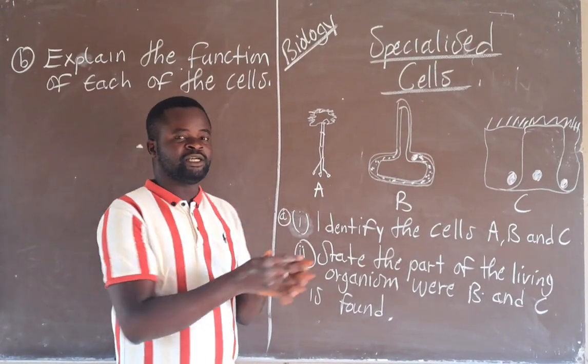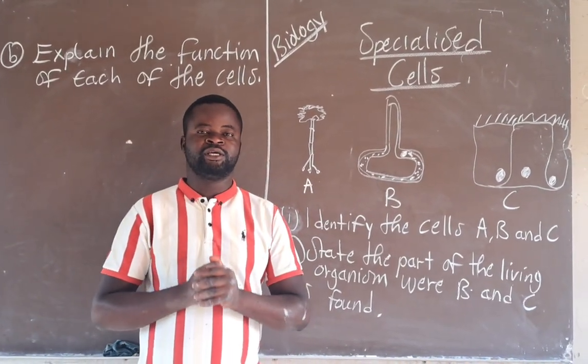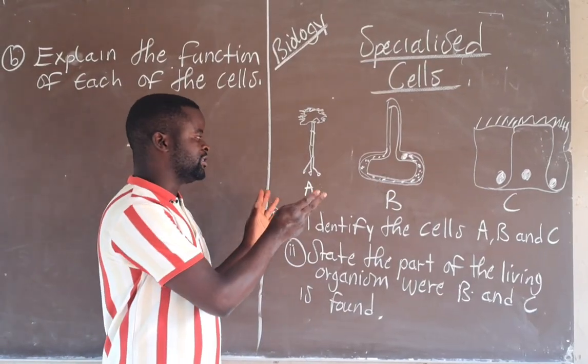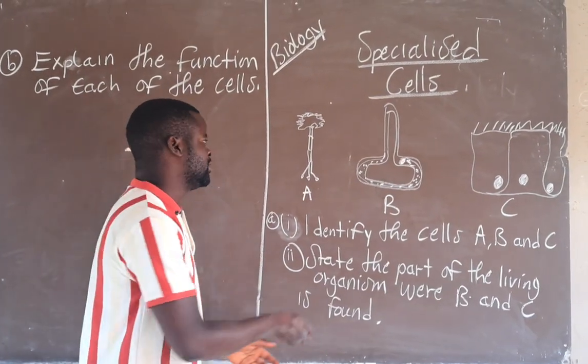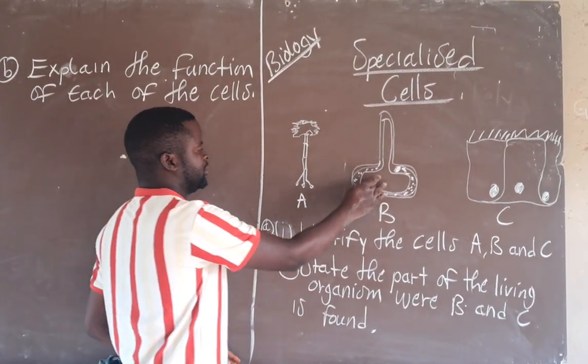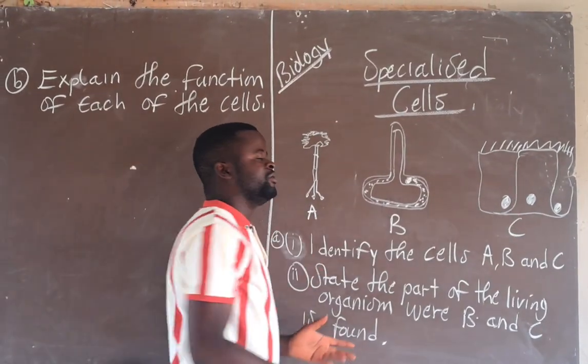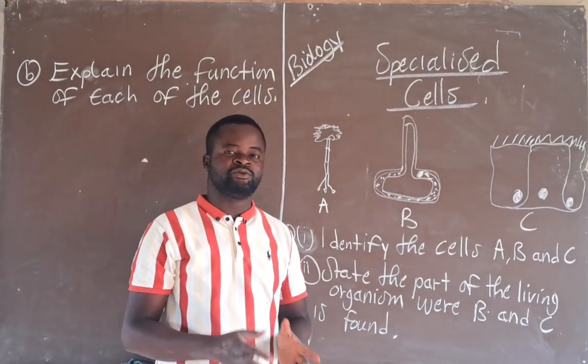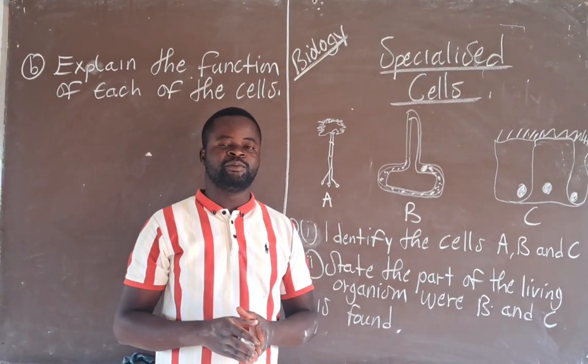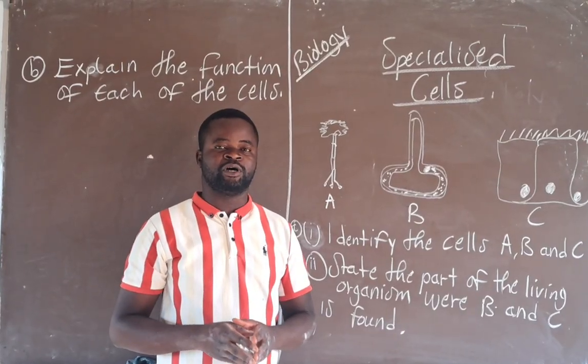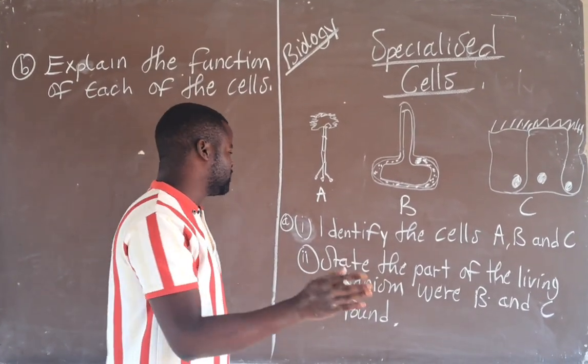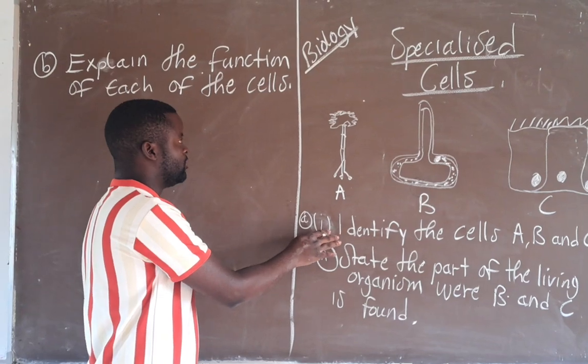So we are presented with these three types of cells. Let's dive into the question. We have cell A, cell B, and cell C. Remember, these are considered to be specialized cells. This simply means that they have their own specific function.